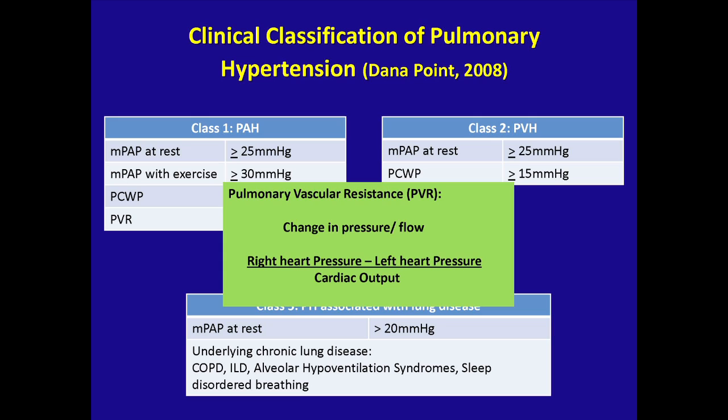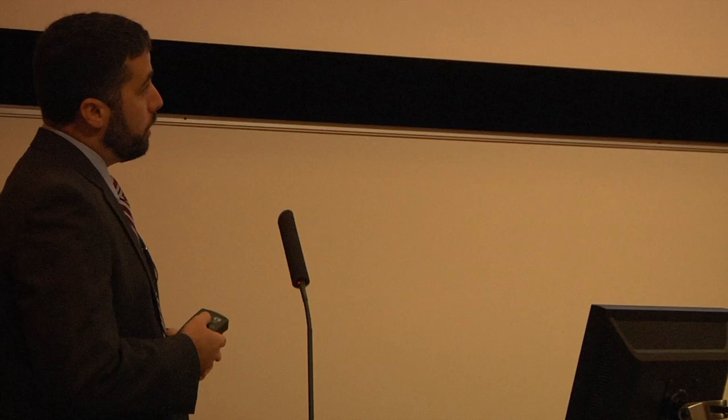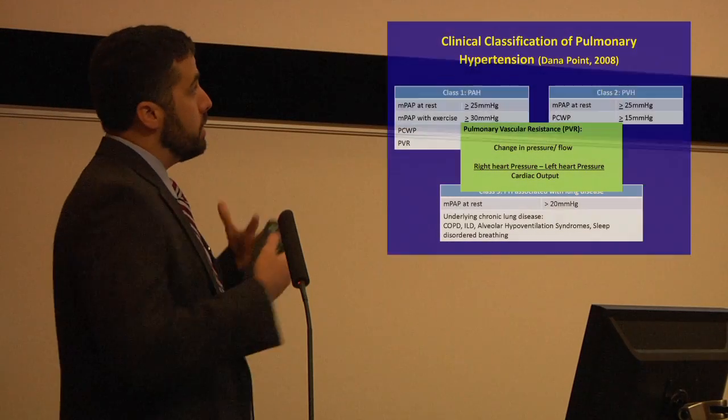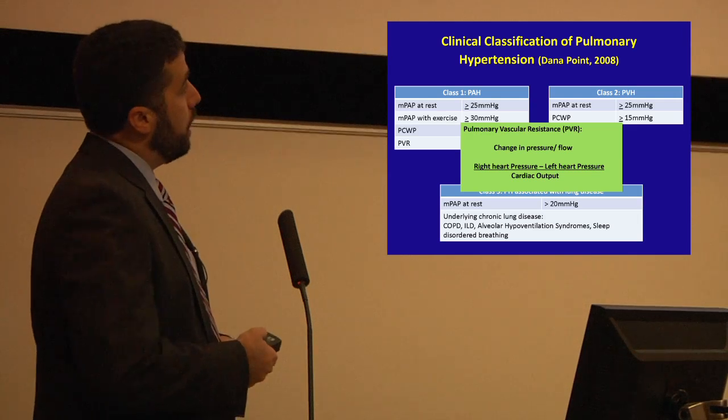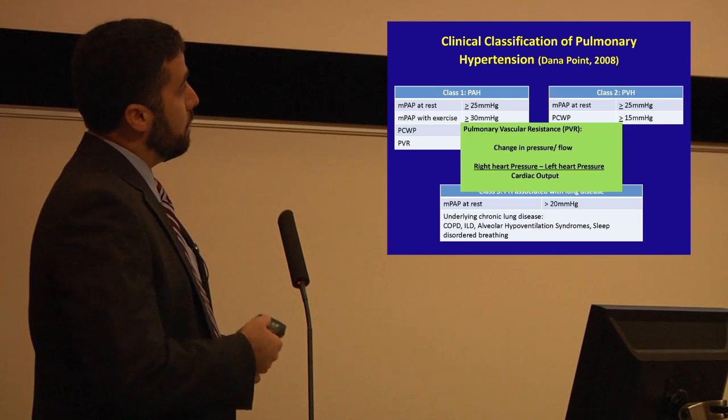Because we said the pulmonary circulation is usually a low pressure, low resistance system. When people develop pulmonary hypertension, what we worry about is that it makes it very hard for the heart to pump blood through the lungs. So this is basic physics.